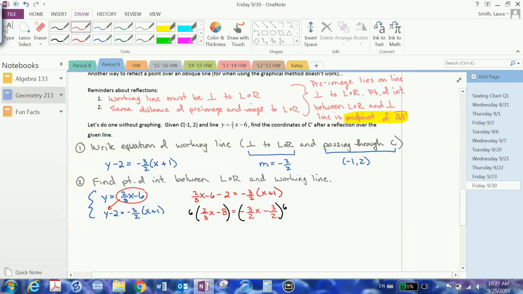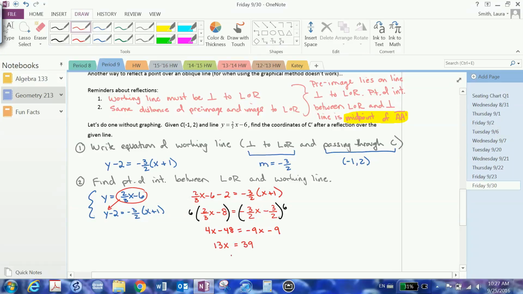So 6 times 2/3, that's going to give me a 4x. And 6 times 8 is, of course, 48. And 6 times the -3/2 should give me -9x. And that's a -9. Okay, keep plugging away. I'm going to add 9x to both sides. I'm going to add a 48 to both sides.